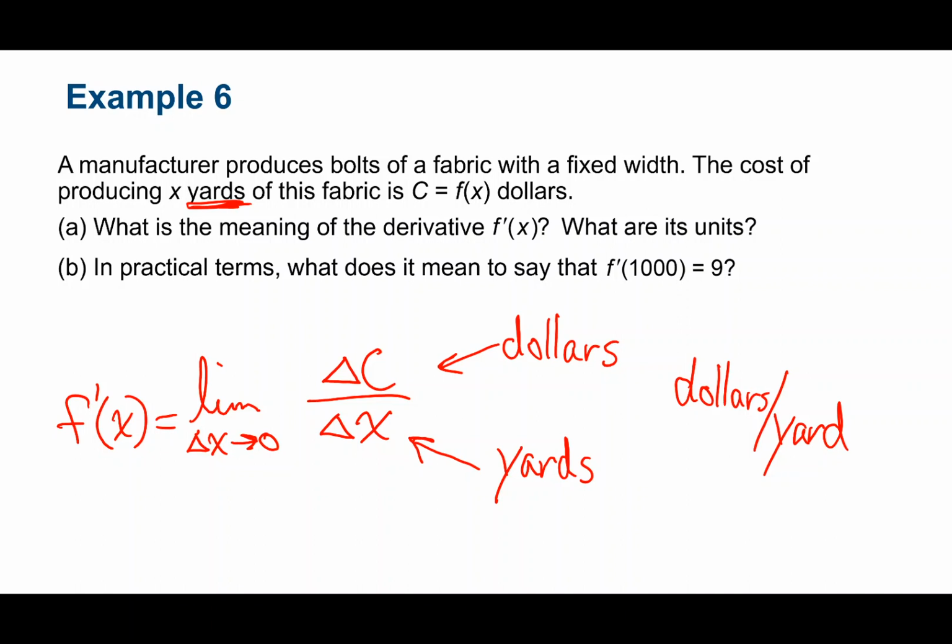So we're saying at the point in time where we're making 1,000 yards of fabric, our cost of production is increasing by 9. That's the slope of our tangent line. It has a positive slope of 9. And then our units there, we figured out on the last one, is dollars per yard. So for some reason, when we're making 1,000 yards of fabric, it's making our cost of production go up.